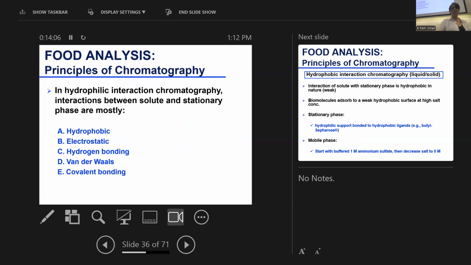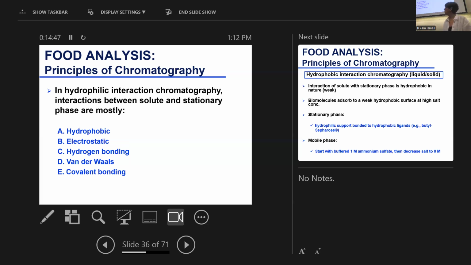So in HILIC, hydrophilic interaction chromatography, interactions between your solute and stationary phase are mostly polar. There's hydrogen bonding, van der Waals, and electrostatic, which is ionic interaction. Not hydrophobic, and obviously no covalent bonding in any chromatography is what you want.